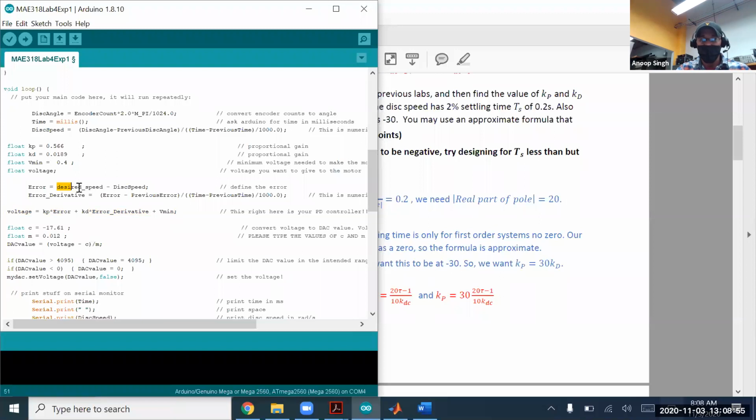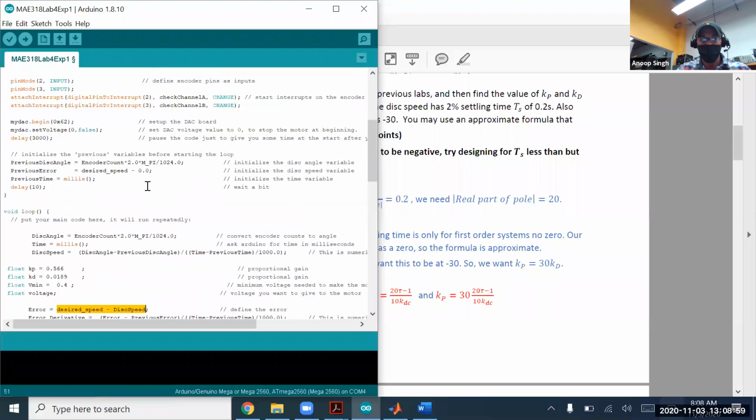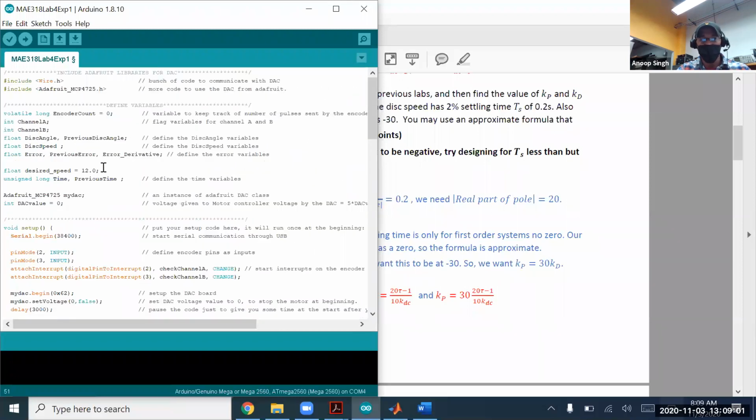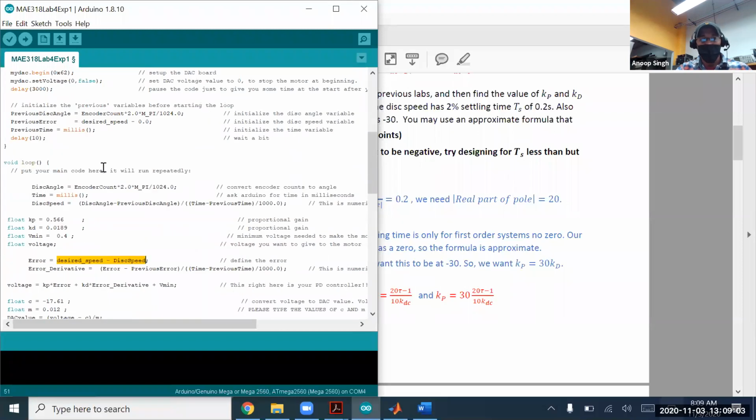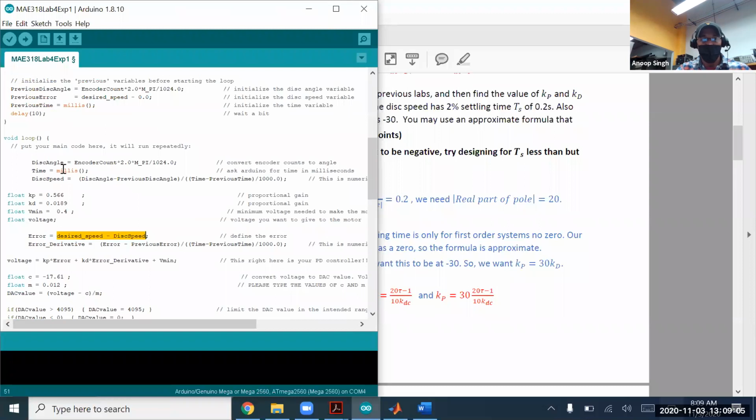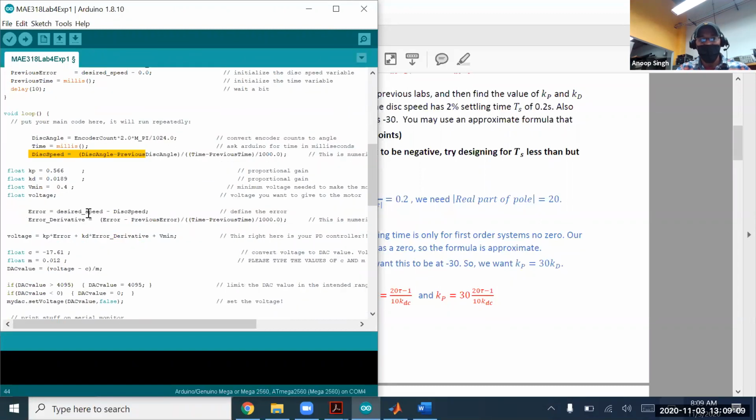Error is, of course, desired speed minus the disk speed, and the desired speed is defined up someplace to be 12, and the disk speed is calculated right above it. Okay, and the derivative of the error is the current value of the error minus the error in the previous loop divided by current time minus previous time.